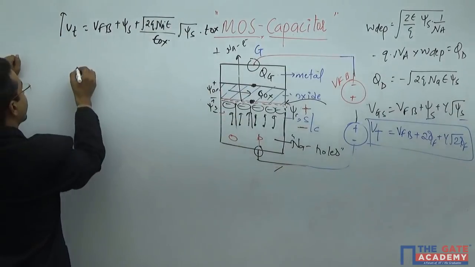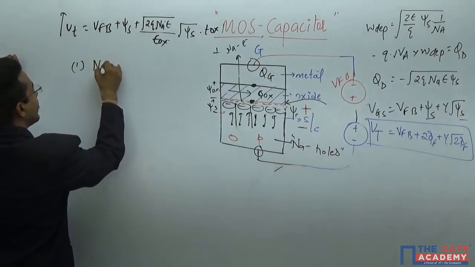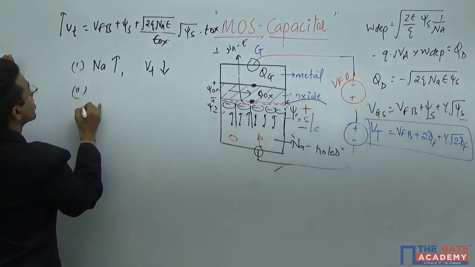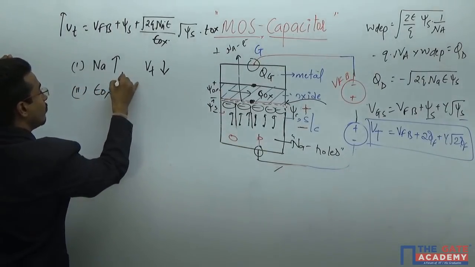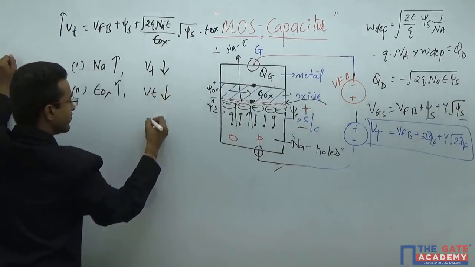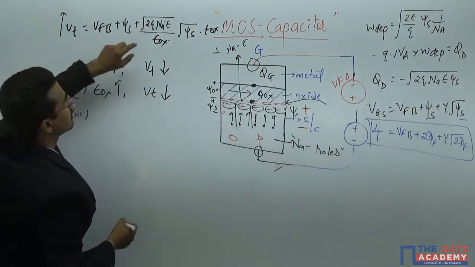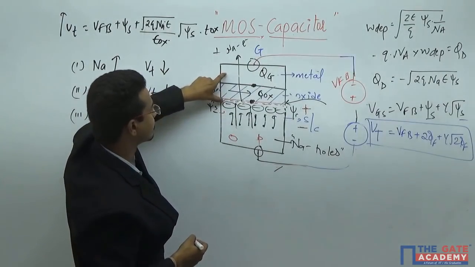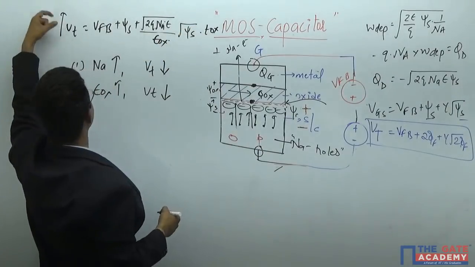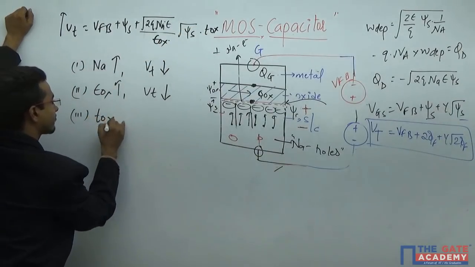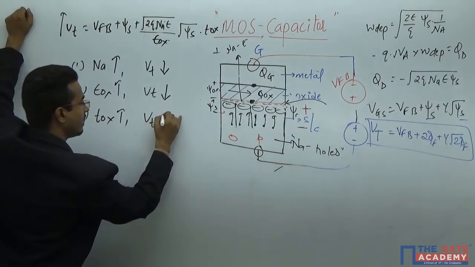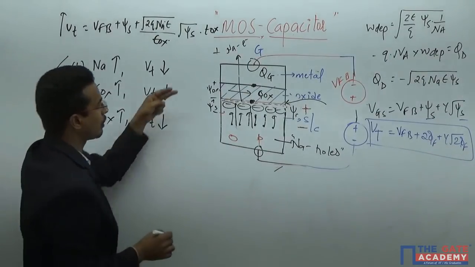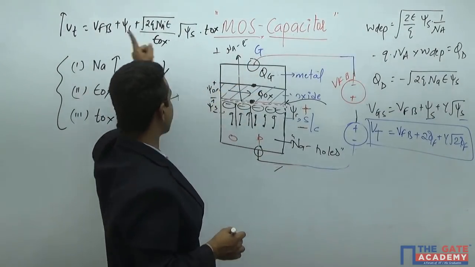That means I am taking the relations. First one is doping. NA is increasing, then the VT will increase. Second one, if the epsilon OX increases, the VT will decrease. Third one, the oxide thickness. If you increase this oxide thickness, then what will happen? The VT will keep on increasing. TOX is increasing, the VT will increase. Yeah, these are the effects of the device parameters on the VT.